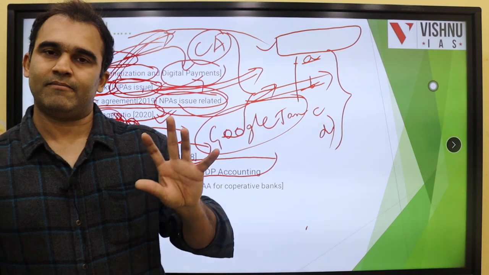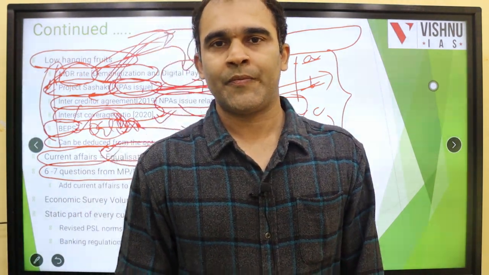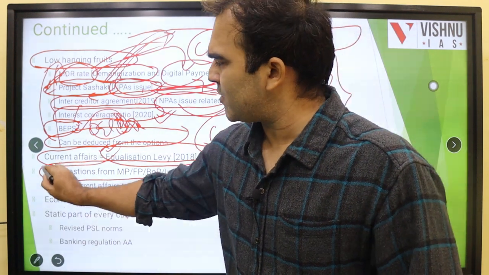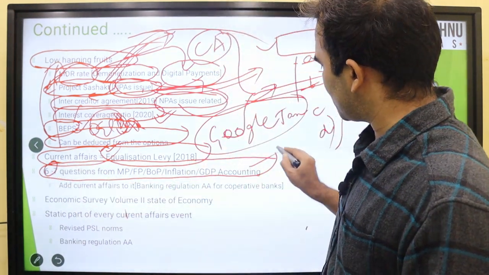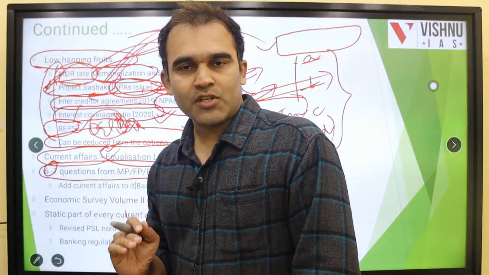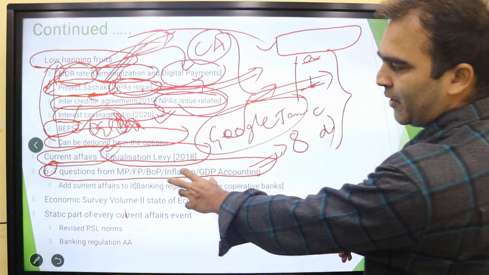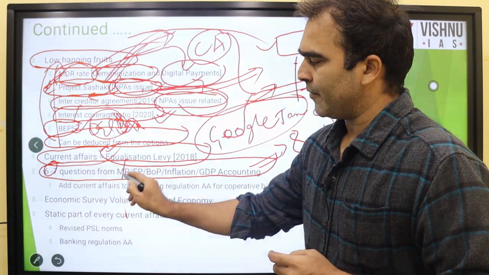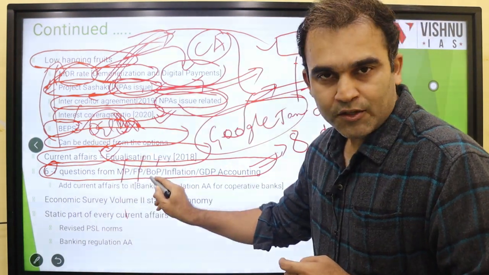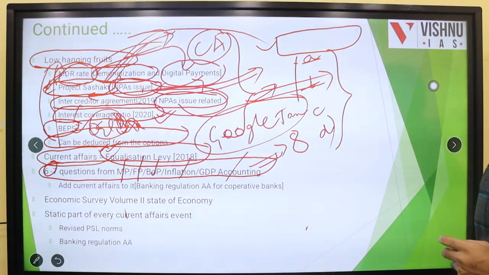Of the 16 to 18 questions, there will be at least 6 to 7, or you can even say 8 questions from these topics: monetary policy, fiscal policy, balance of payments, inflation, GDP accounting.